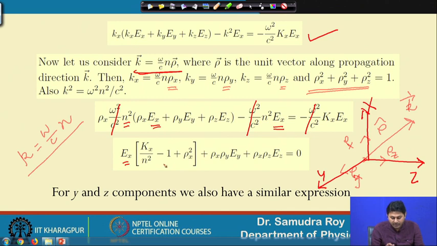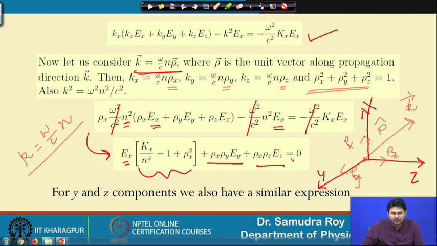So, we will have one equation here, and when we multiply rho x, rho y, and rho x, rho z, I will have two equations for E y and E z. So, it will be the equation where I just write this in terms of some component of E x, some component of E y, and some component of E z, equal to 0.